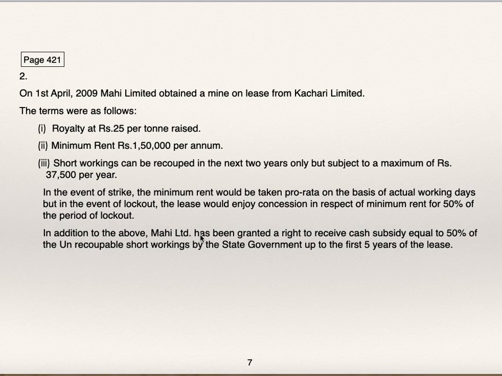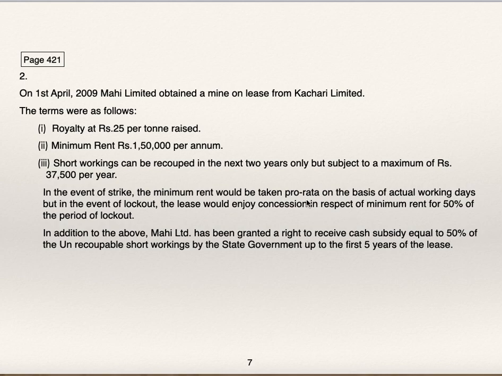In addition to the above, Mahi Limited has been granted a right to receive cash subsidy equal to 50% of unrecoupable short working by state government up to the first 5 years of lease. So, he can recover only 37,500 per year, and whatever he is not in a position to recover, 50% of that he has been granted as cash subsidy from the government for the first 5 years.